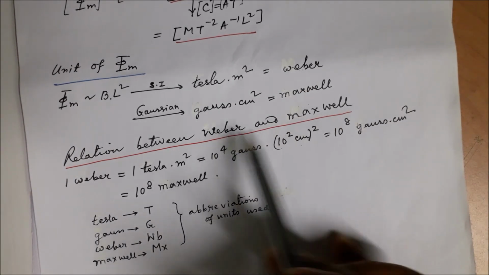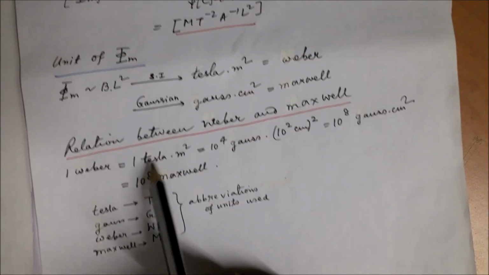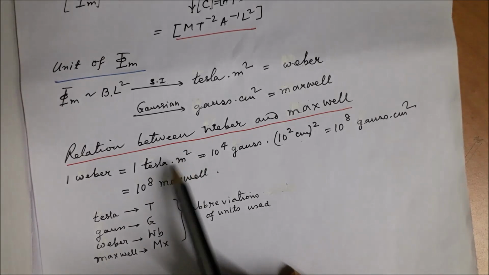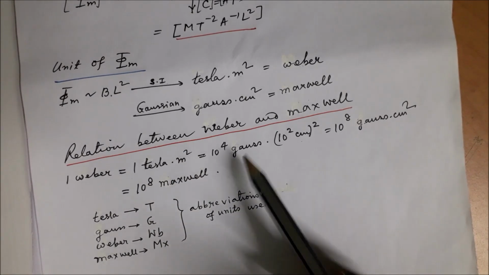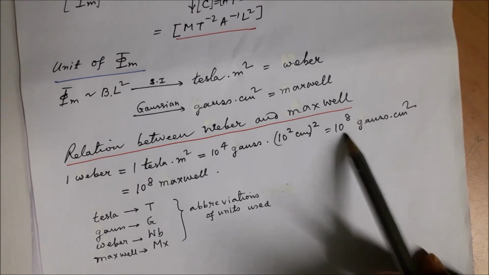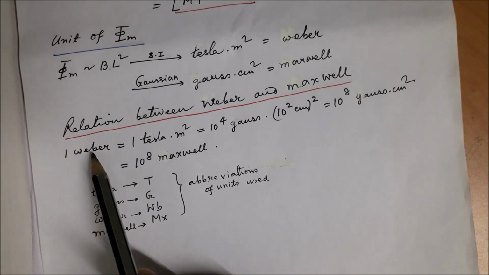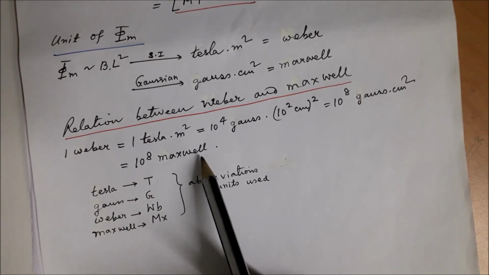So how many Maxwell is 1 Weber? Start from 1 Weber equal to 1 Tesla into meter square. Instead of Tesla, we'll put 10 to the power 4 Gauss and convert meter to centimeter, and then simplify to get 10 to the power 8 Maxwell. So 1 Weber is 10 to the power 8 Maxwell.